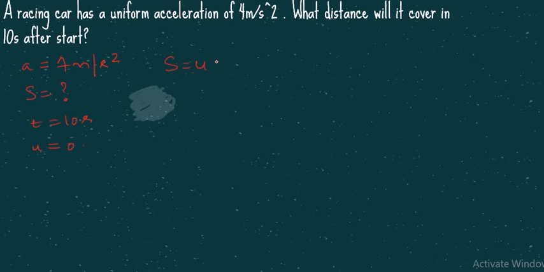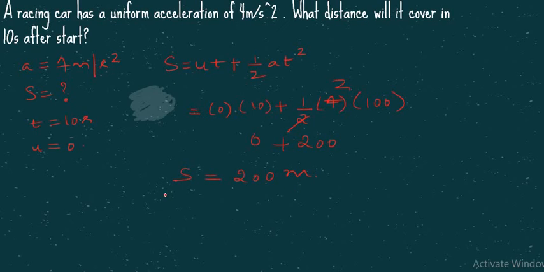Can you find the S using this expression? Yes, you can find. What is the u value? 0. Half, a value is 4. And what is time here? I need to take 100. Why? Because 10 square is 100. So it is equal to 200 meters. This is 0, 0 plus 200 is equal to 200 meters. So this is how we can find the distance traveled by the racing car in 10 seconds.